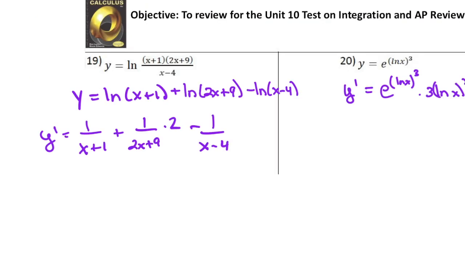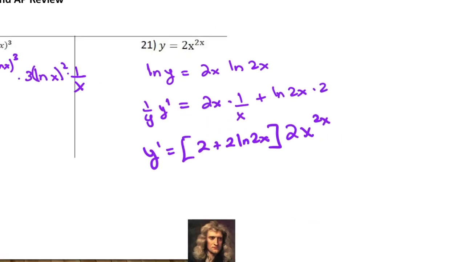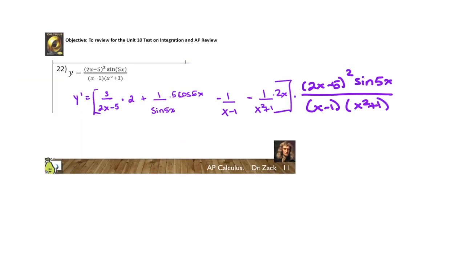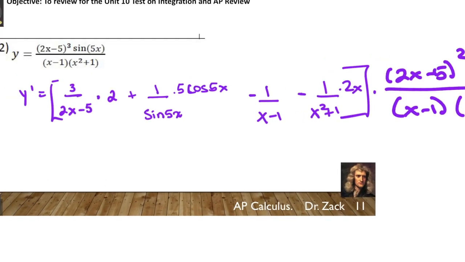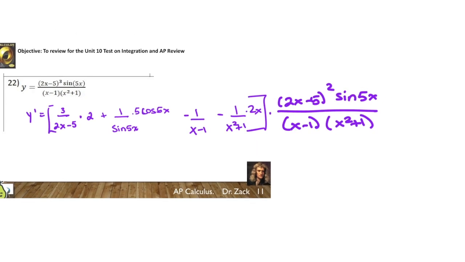For number 19, did you remember to use log algebra before you found a derivative? And number 20, you were not tricked into saying e log x could be simplified. You definitely used a chain rule there. And number 21, did you use logarithmic differentiation in order to solve this problem? And number 22, more logarithmic differentiation.